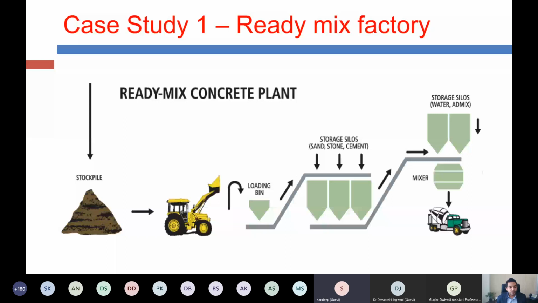So this is the basic process of a ready mix concrete plant, wherein the raw materials are taken from the stockpile into the loading bin, and then go through a conveyor belt into the different silos. Based on the batch process and the specific ratios of the different materials, the dosage of each material is taken again on the conveyor, and then fed into the mixer, wherein the water or other admixtures are mixed, and then the concrete is manufactured and taken to the site. So this is the basic process of concrete manufacturing, and now what we are going to do is identify the points of emission sources in this process.